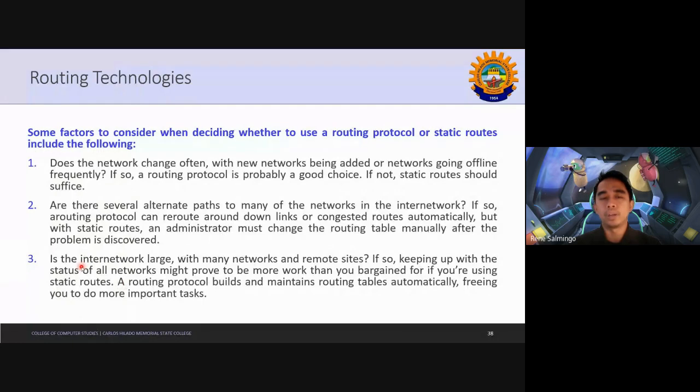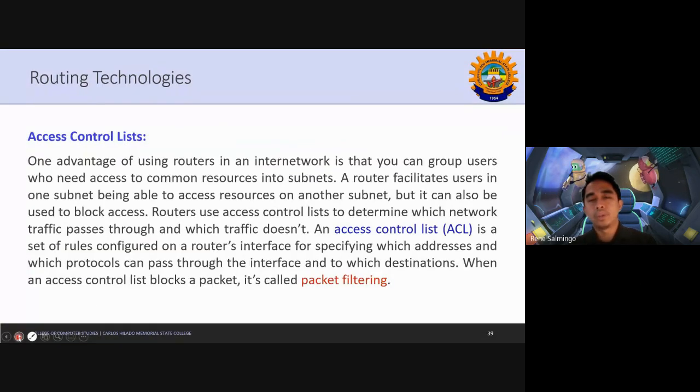If the internetwork is large, keeping up with the status of all networks may prove to be more work than you bargained for, because with static routes you have to do it manually. But a routing protocol builds and maintains routing tables automatically, freeing you to do more important tasks. So now we have the last three slides, I think.